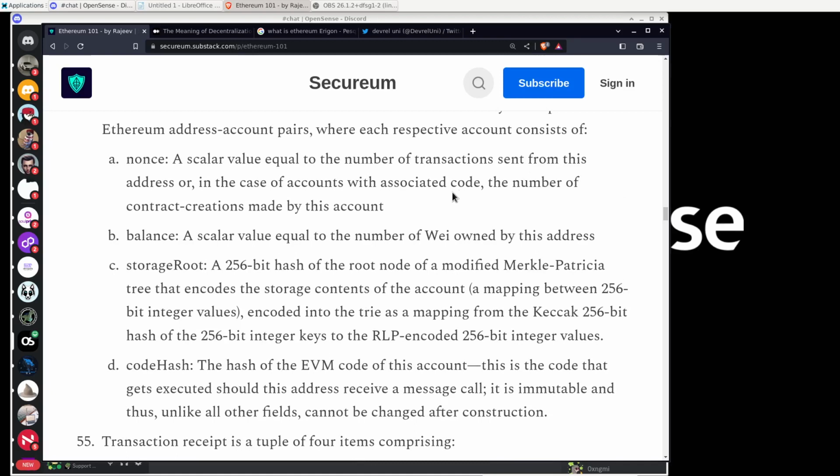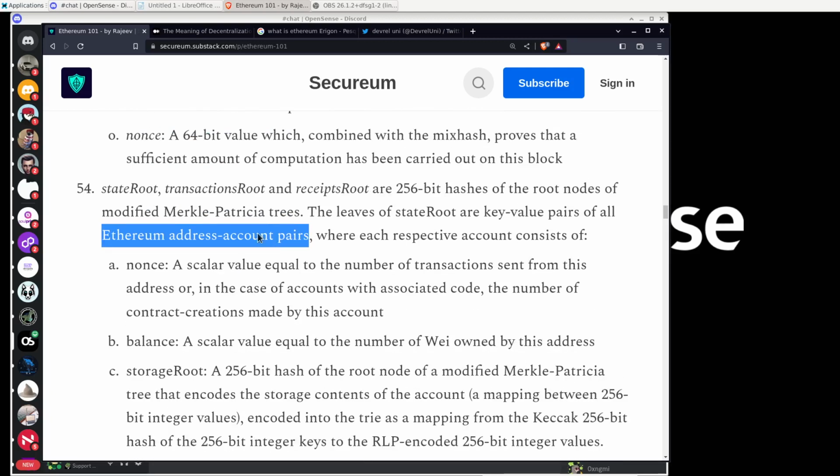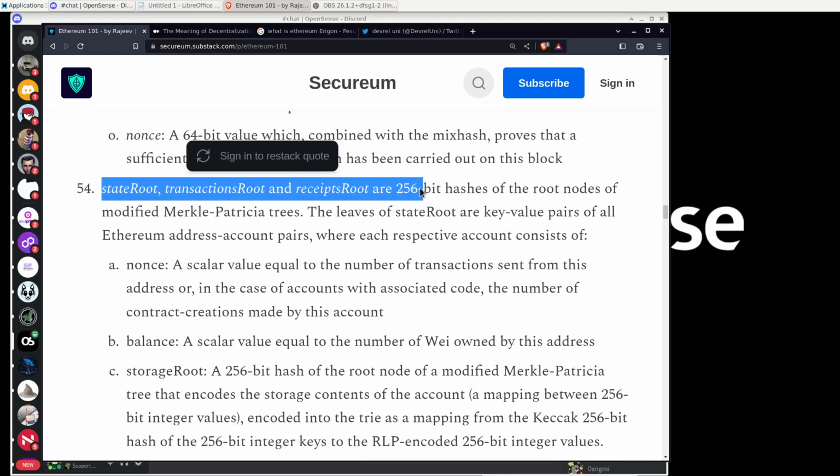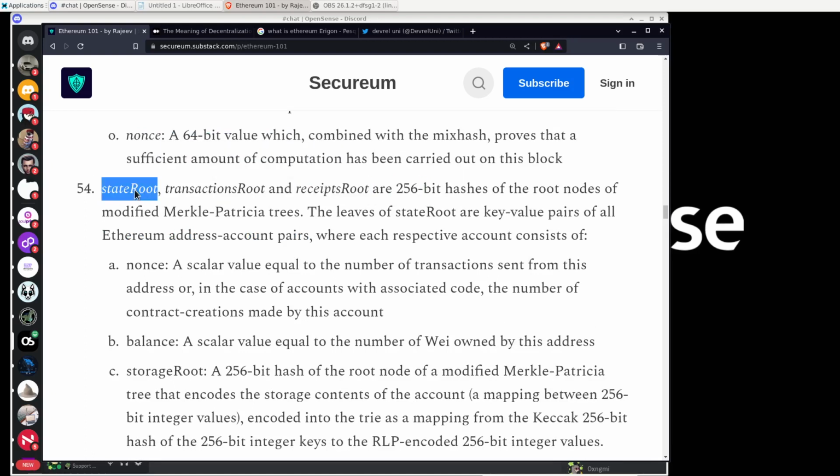Whoa, I don't even know what we're talking about. Let me go back. Ethereum address-account pairs. This is important, okay? We're talking about the state root, transaction root, and receipt root. So we're talking about the proofs of the changes in state, the transactions, and the receipt roots, okay.